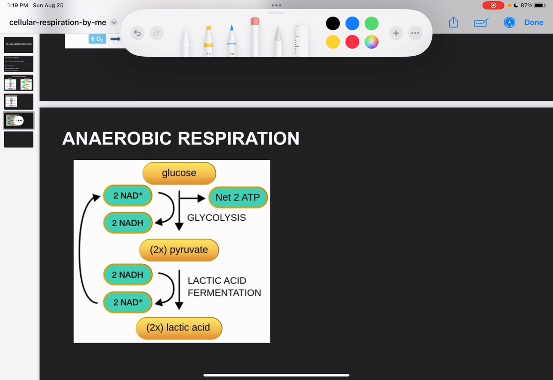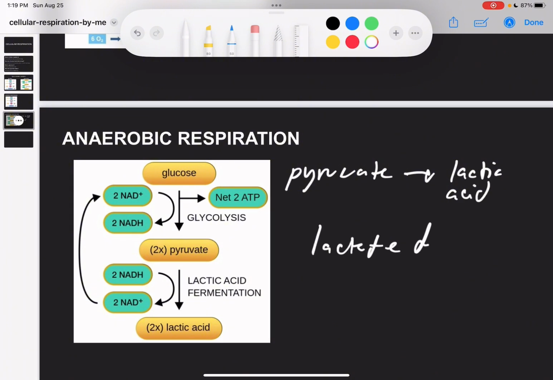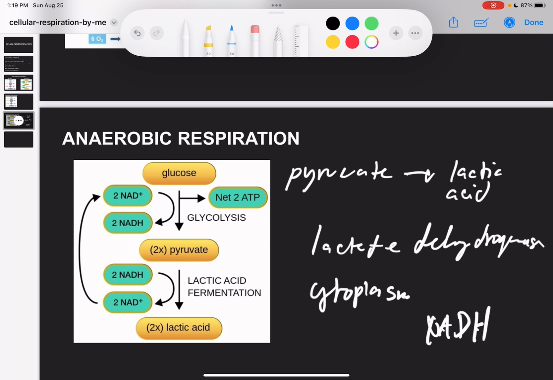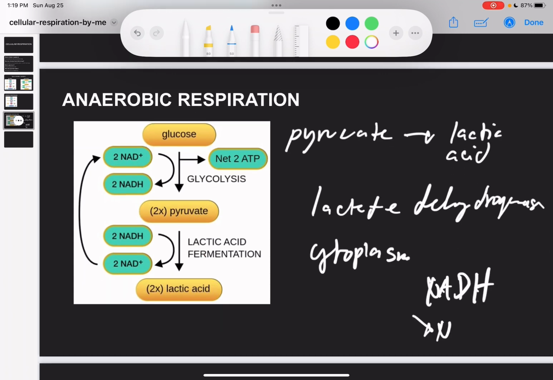Anaerobic respiration is when your pyruvate gets turned into lactic acid by an enzyme called lactate dehydrogenase. This occurs in the cell cytoplasm, where a molecule of NADH gets turned back into NAD+, which allows glycolysis to produce more ATP.